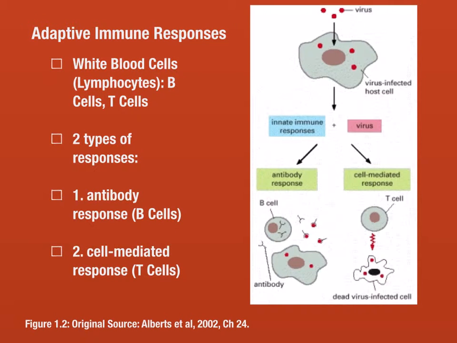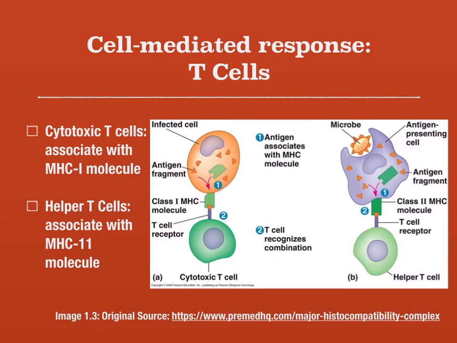The adaptive immune response involves white blood cells, the B cells and T cells, and there are two types of responses. Displayed on the left-hand side of the diagram is the antibody response, which utilises B cells, and on the right-hand side of the diagram is the cell-mediated response, and our focus today of T cells. T cells come in two different types.